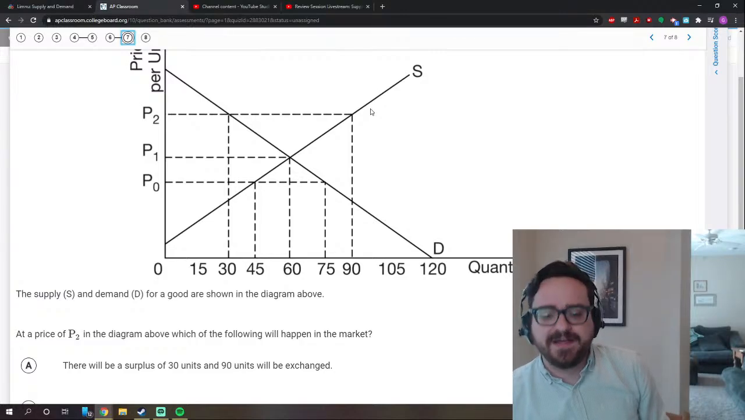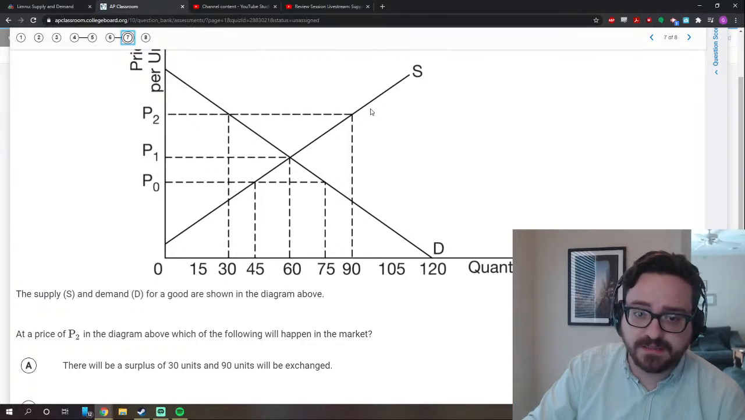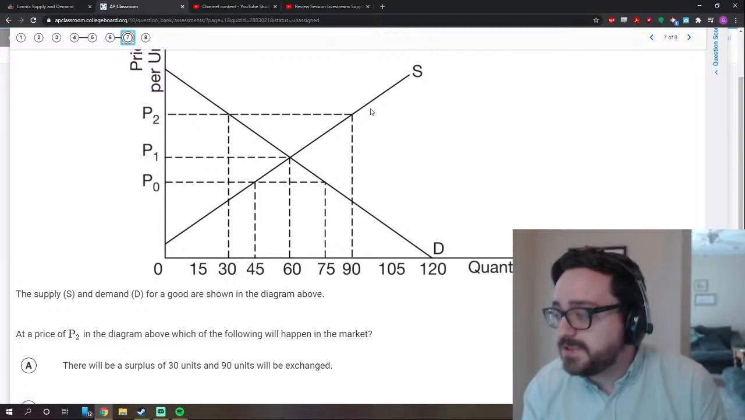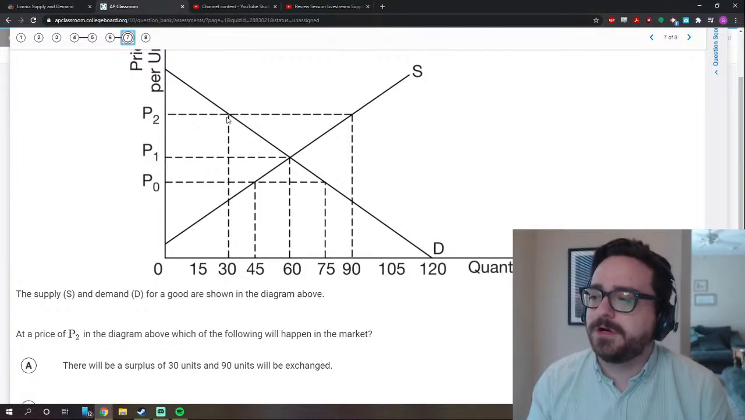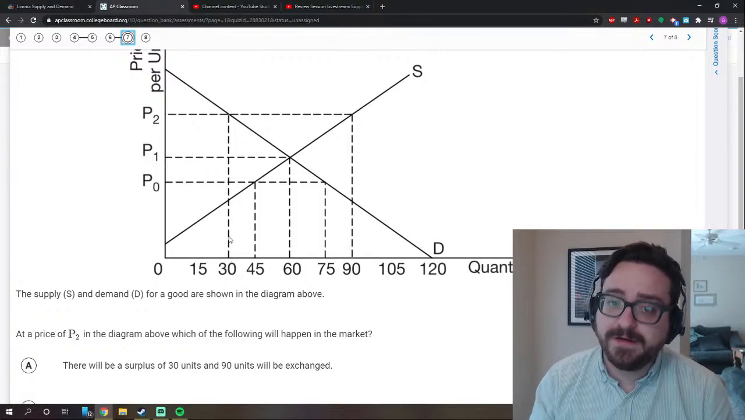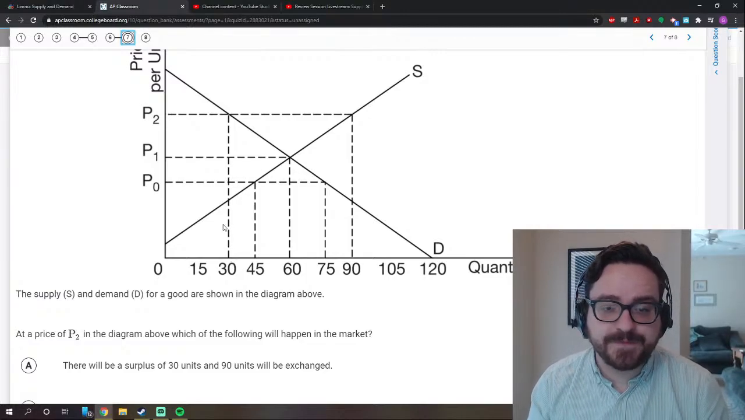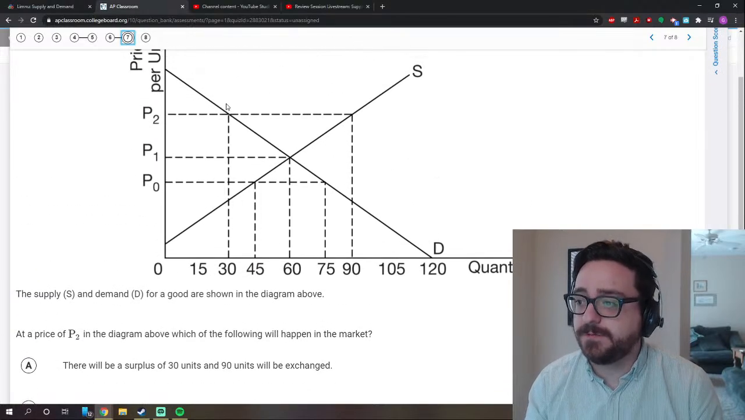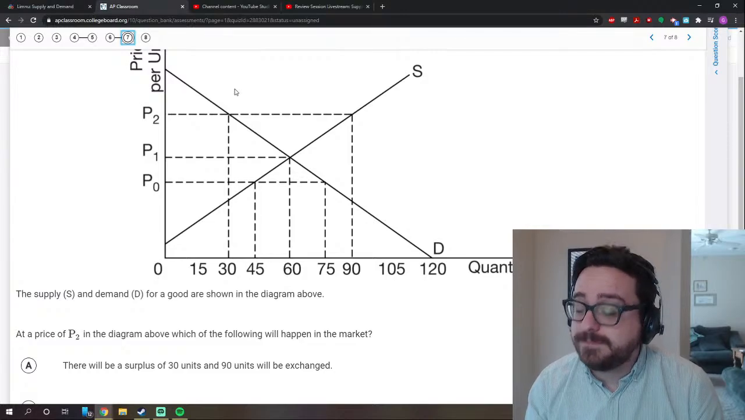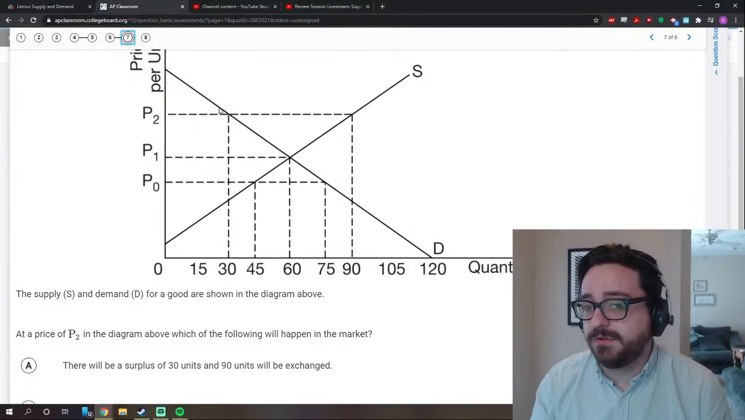If the price is too high, there's going to be a hell of a lot of the thing on the shelf still. How much on the shelf? Well, they're going to make 90 of it. People are going to want 30 of it. Yikes. How much of a surplus is happening then? 60, right? There's a surplus of 60. But how much is being actually bought? 90 or 30 or 60?